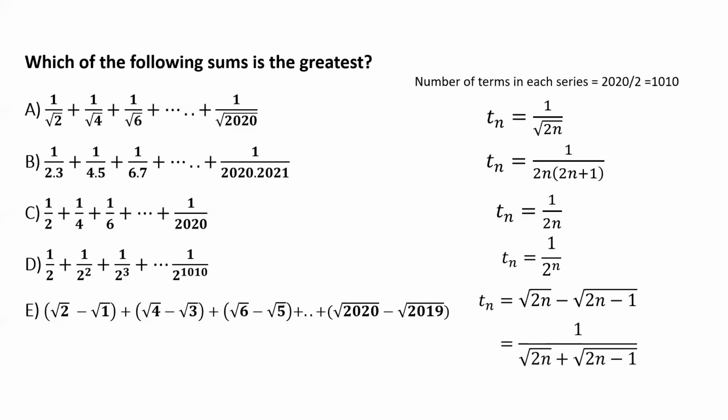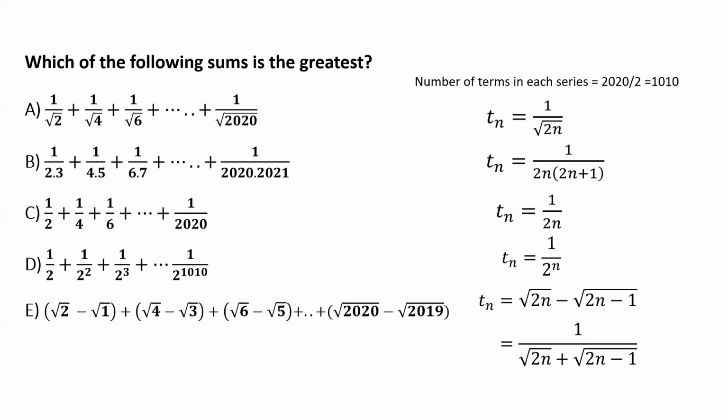The numerator becomes 1 because 2n minus (2n minus 1) is simply 1, right? And then in the denominator, we are left with root over 2n plus root over 2n minus 1. And now, since we have expressed this as a reciprocal, 1 over something, we can compare the denominators across these two terms in option E and option A. So for option A, the nth term is 1 over root over 2n. For option E, the nth term is 1 over root 2n plus root over 2n minus 1.